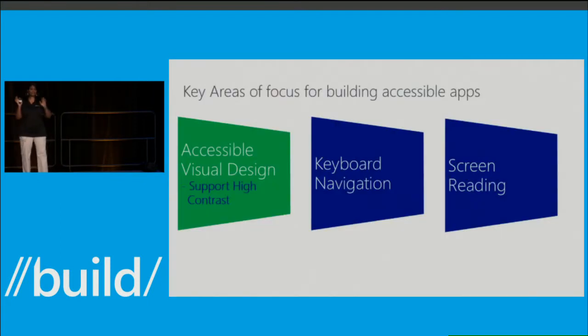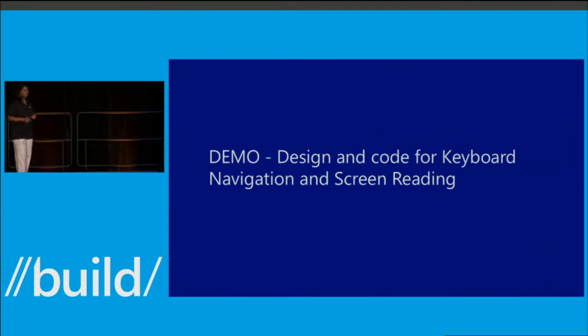Great, so we've got accessible design done, one category out of the way, high contrast, we took care of it. Next two categories, and what do these two mean? Now, to understand more about both of these categories, let's dive into a demo and actually see what happens in this case.